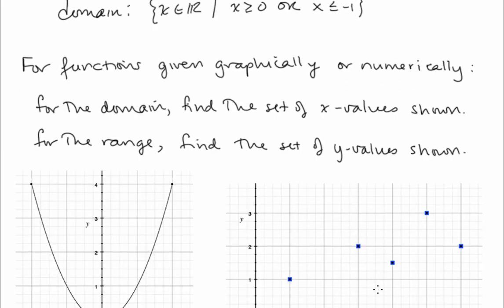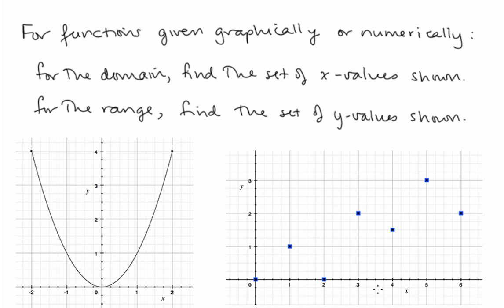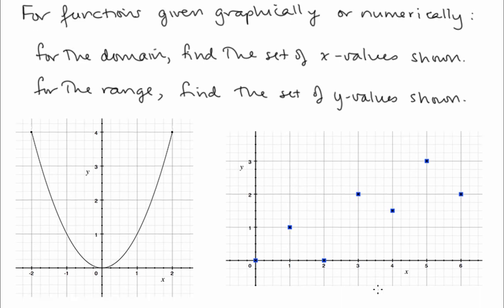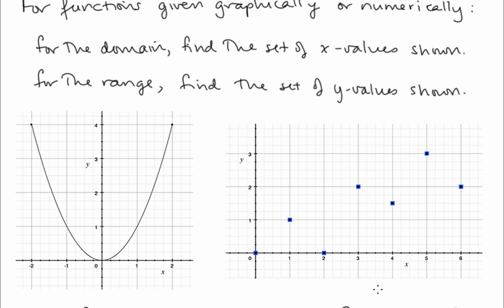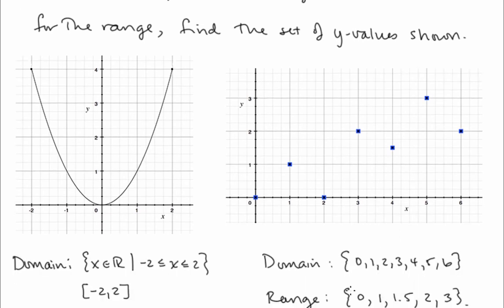For functions given graphically or numerically, to find the domain, you want to find the set of x values that are shown, and to find the range, you want to find the set of y values that are shown. So for example, here, notice that the set of x values that are shown for this graph span from -2 to 2, including both endpoints. So that tells us our domain is going to be x's in the real numbers, such that -2 is less or equal to x is less or equal to 2. Or we could write that as an interval from -2 to 2 closed on both sides.